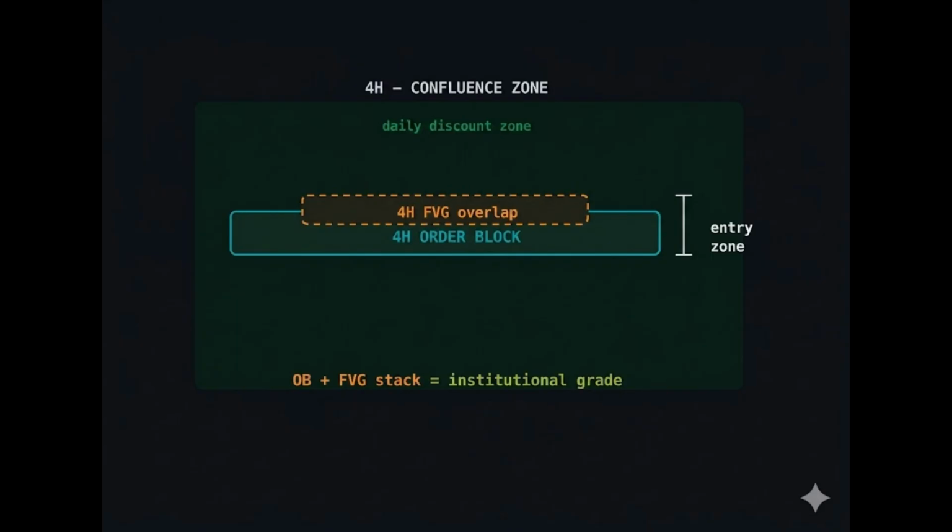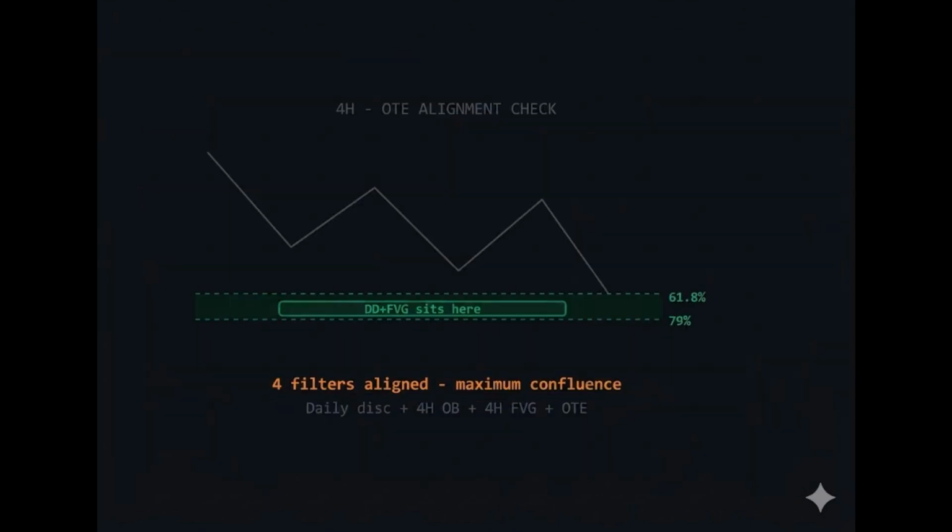That stacking, OB plus FVG at the same level, both inside the daily discount, is what makes a setup institutional grade rather than speculative.